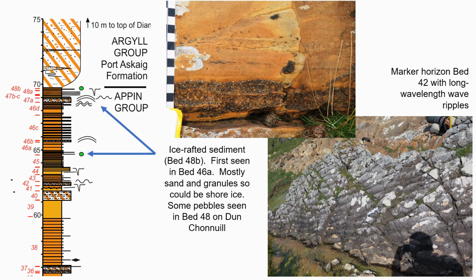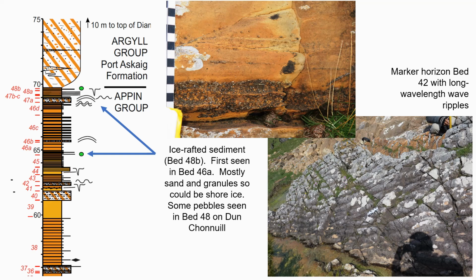The first signs of ice are ice-rafted horizons, which are shown by the green ellipses on the log. These ice-rafted horizons are dominated by coarse sand to granule-sized grains. Bed 46A is the first occurrence, and they then become abundant in bed 48A, close underneath the Port Askaig Formation. Also, in this upper part of the Garvellach Formation, there are wave reworked sandstones.